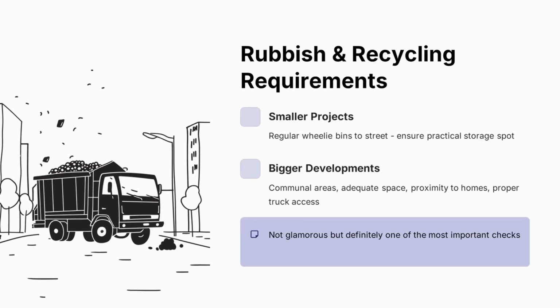Rubbish and recycling. This is something people often forget about. For smaller projects, regular wheelie bins to the street are usually fine. Just make sure there is a practical spot to store them. But for bigger developments, the rules change. You'll need communal rubbish areas, enough space set aside, bins close enough to homes, and proper truck access. It's not the most glamorous part of the design, but it's definitely one of the most important things to check.